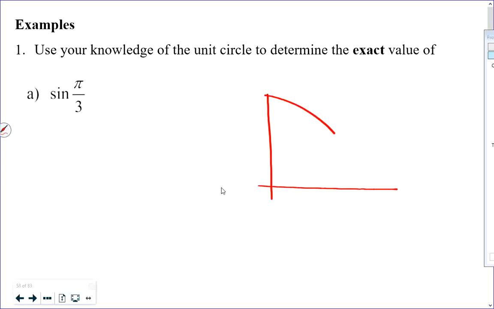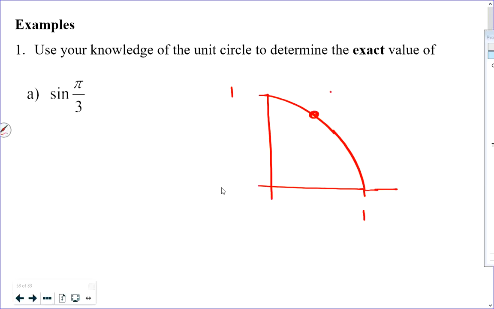Pi over 3 is here. This is what I talked about earlier today and yesterday, where you build the unit circle in pieces as you need it. So this is a unit circle, which means that this is 1 and this is 1. Is that a point that has the root 2 over 2 combination? No. It must be 1/2 and root 3 over 2.